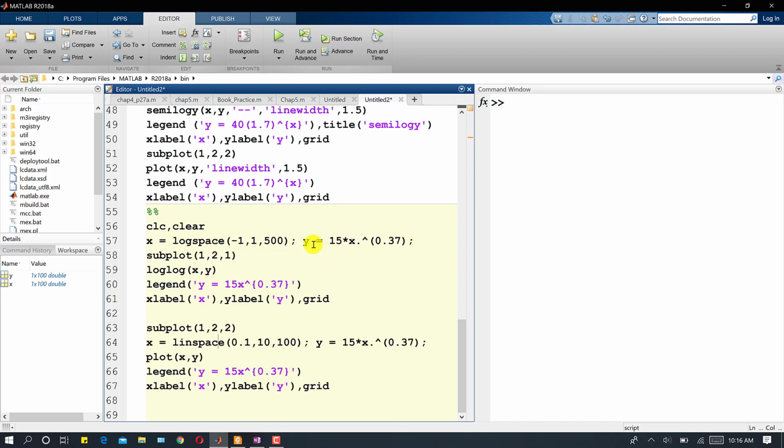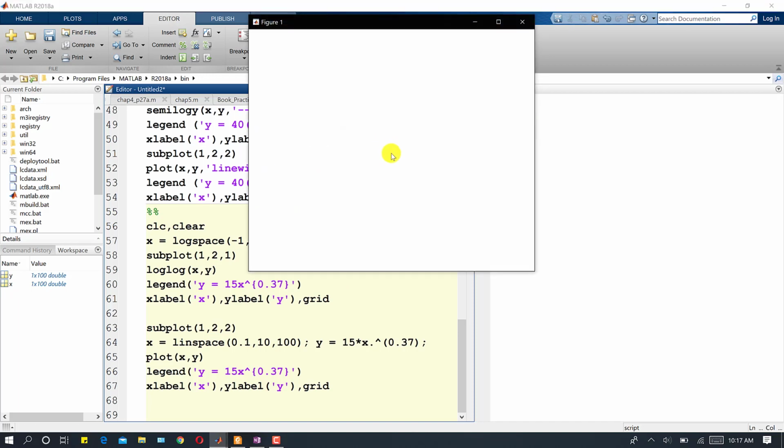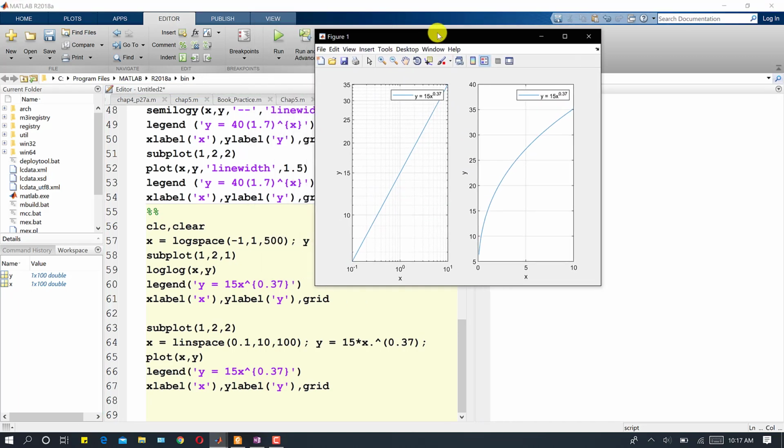So we will find the y values for these logarithmically spaced x values. And for the simple plot, we will generate x values between 0.1 and 10, 100 elements, and then it will evaluate this y function and plot it. So this will be the second subplot, and this will be the first plot. If I run this, now we can see that this is a log-log plot.